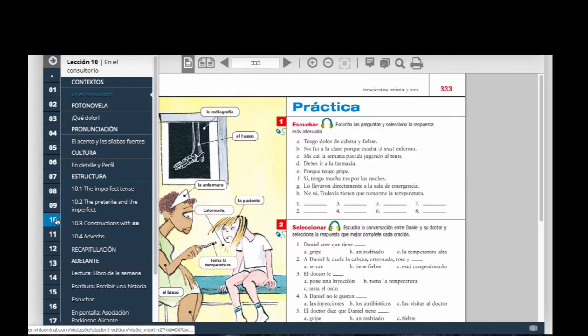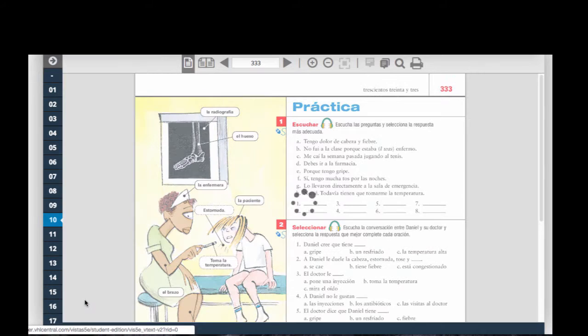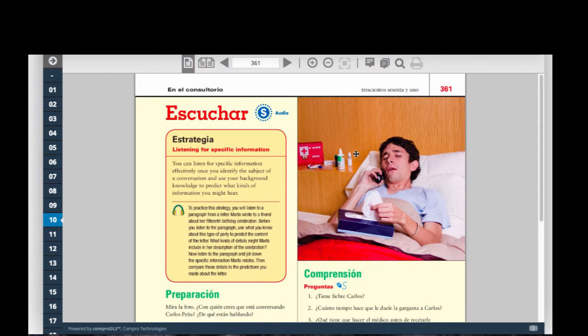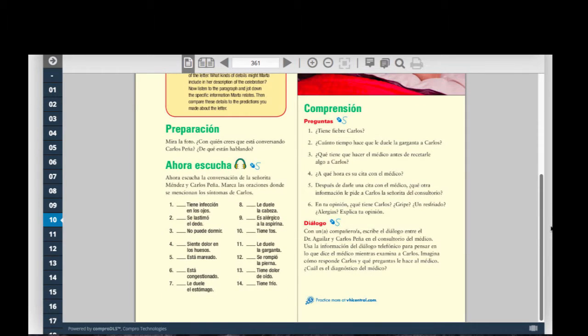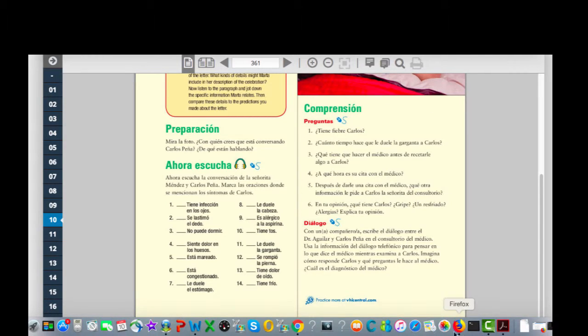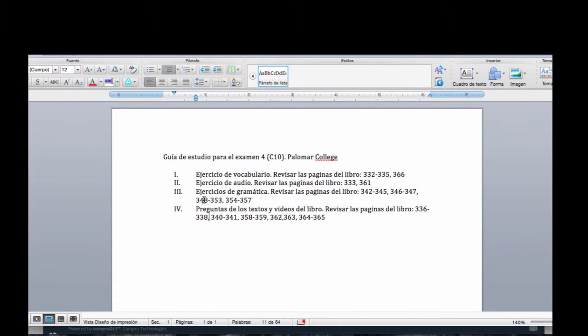You have more on the supersite, and you have escuchar, which is a section of the textbook that is only focusing on audio exercises. You see, you have all these in here. You have the comprehension questions. That's how the exam will be, something similar to that. Back to the study guide.